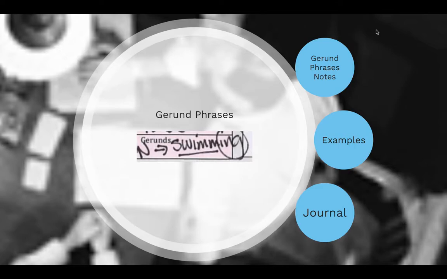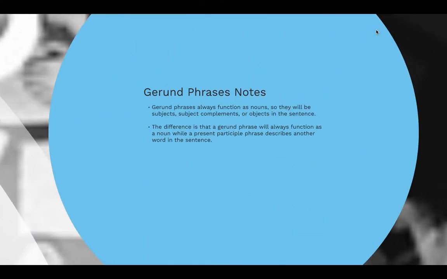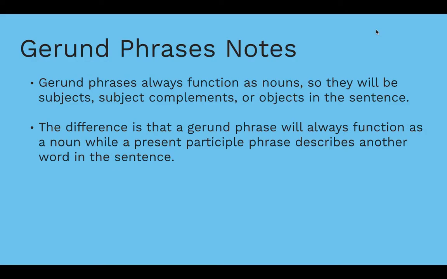So if you'll go to a new page in your journals, make sure that you have today's date at the top. So your notes for gerund phrases are that they always function as nouns. So there'll be things like subjects, subject complements, or objects in a sentence.